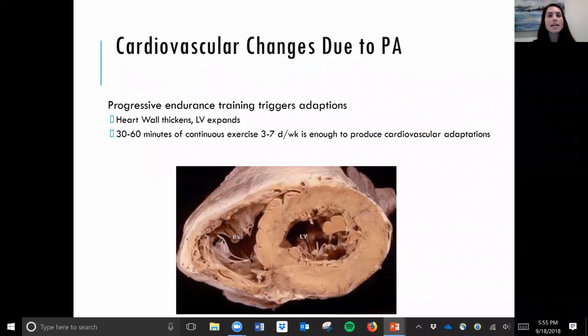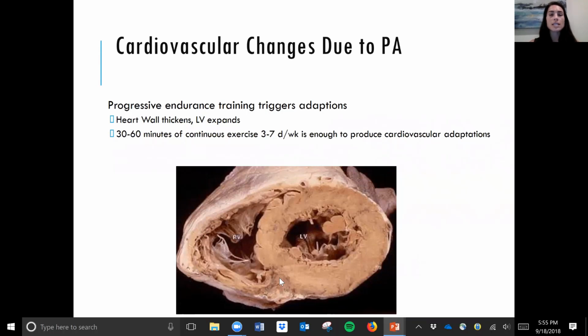So now let's look at some of the changes that happen in our cardiovascular system with physical activity. We know that the more physically active we are, the thicker our ventricles are going to look. If you look at this picture, it's not a great looking picture, right? Because it's a cadaver, but it certainly gives you a view where you can see this left ventricle is really thick compared to the myocardium of the right ventricle.